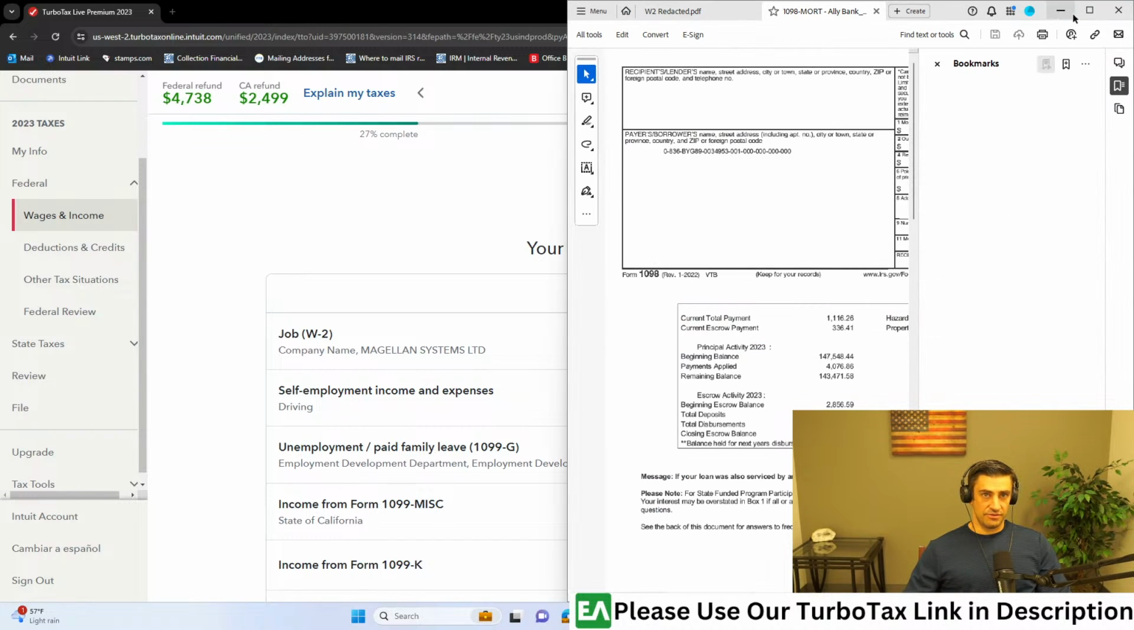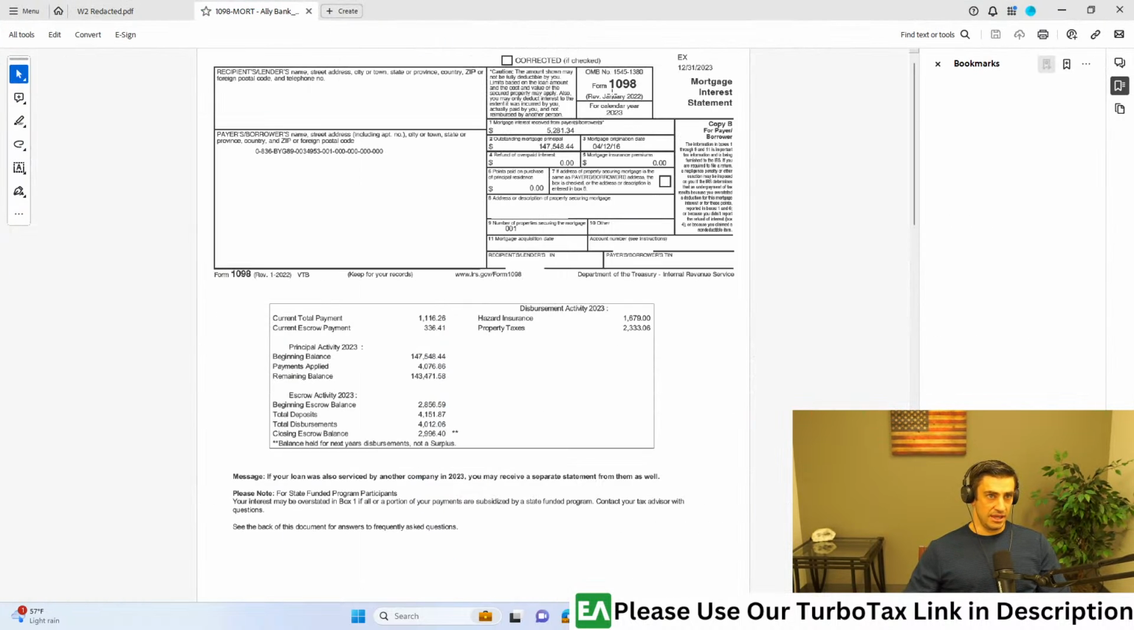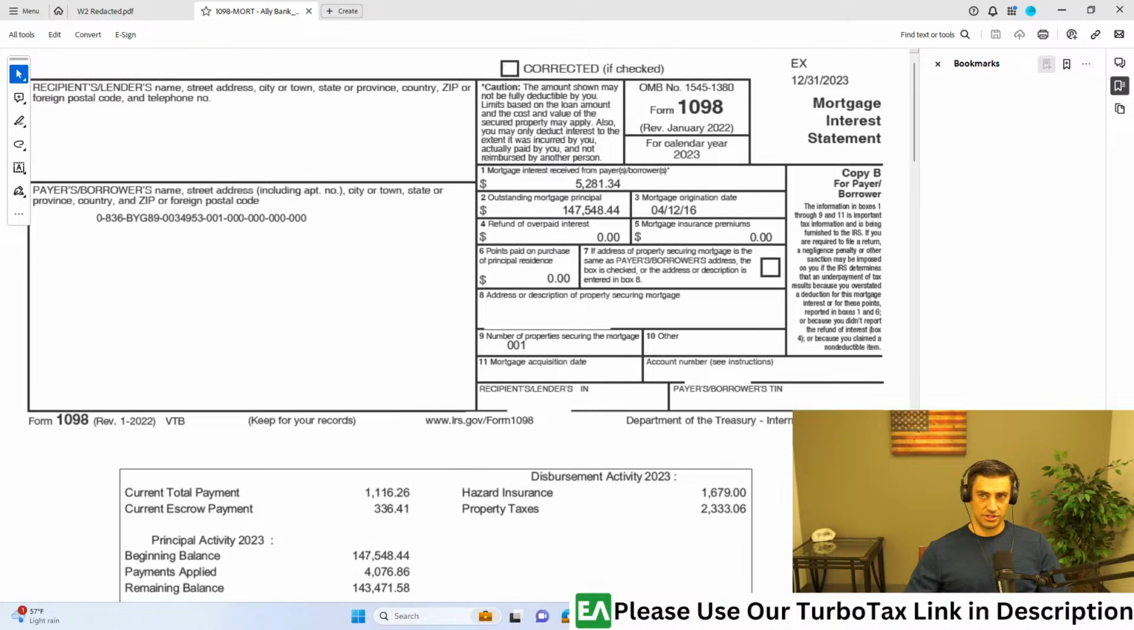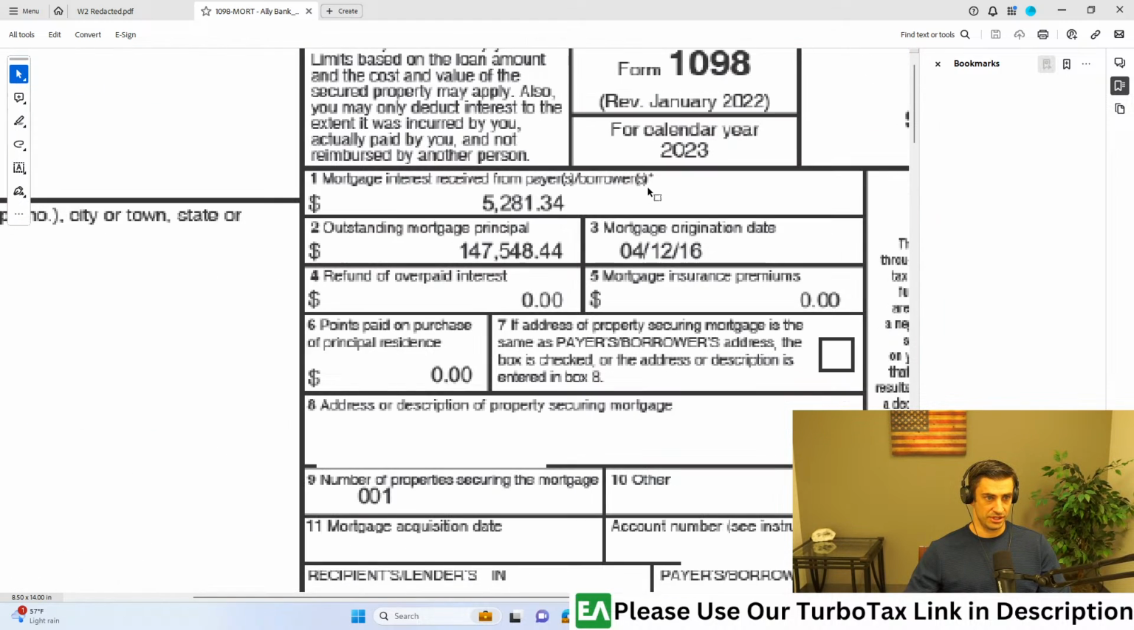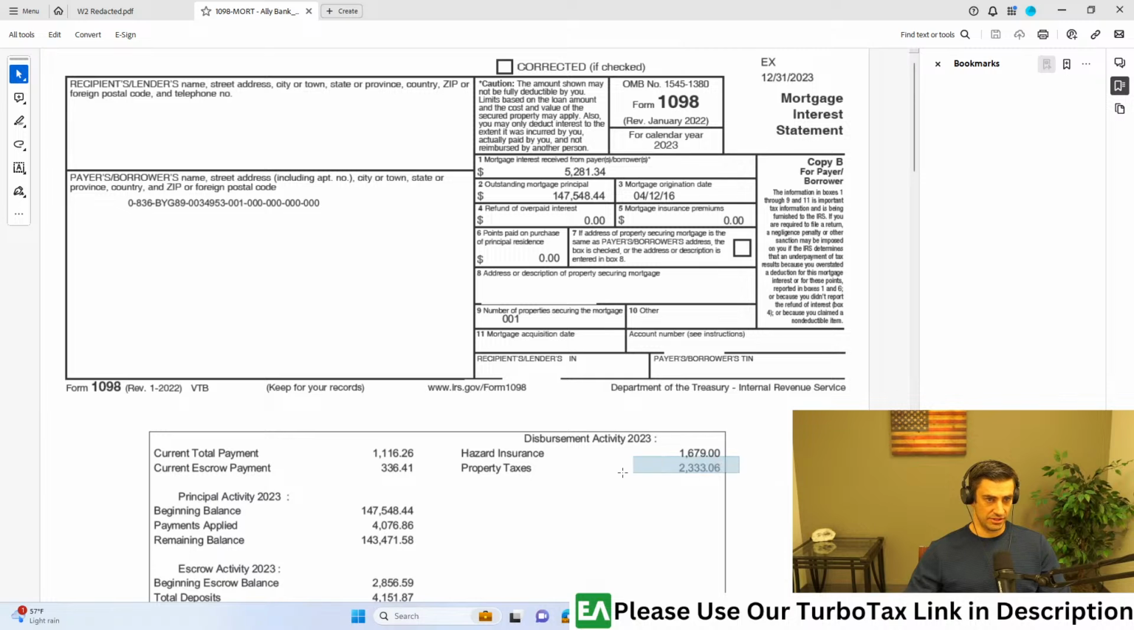Let's go into this form. This is a 1098 mortgage interest statement. Essentially, we own a home, we have a mortgage on there, and we're paying mortgage interest, and we want to get that deduction on there, right? Mortgage interest received. What else does it have on there? It's got some good information on property taxes you're paying, and if you have, let's see here, a home office for your business, right? That hazard insurance would come into play as well.